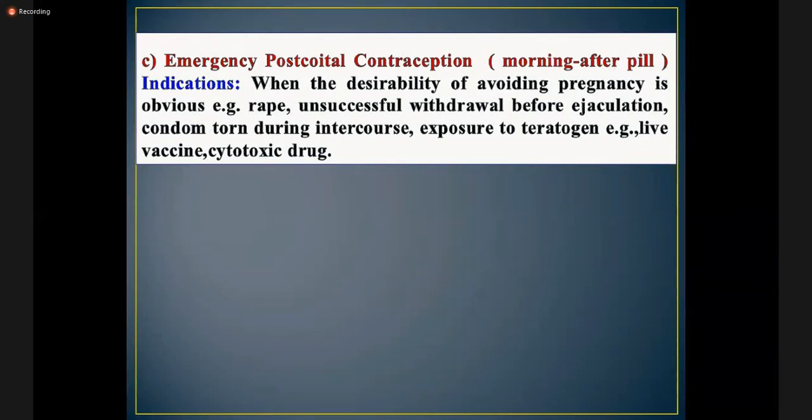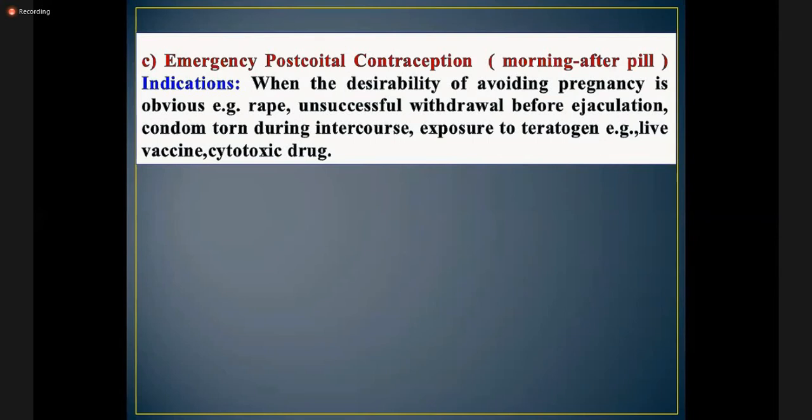And it is used in cases of rape, unsuccessful withdrawal before ejaculation in a legal couple, a condom torn during intercourse, or exposure to a teratogen, for example a live vaccine or cytotoxic drugs. Because if a female is on a vaccine or on a cytotoxic drug due to some treatment, and fertilization occurs, it would be a problem for the fetus. So it is legitimate to use the emergency pill, morning after pill, or emergency postcoital contraception, right?